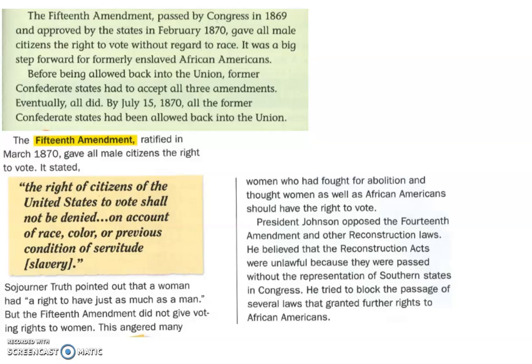Sojourner Truth pointed out that a woman had a right to vote just as much as a man, but the 15th Amendment did not give voting rights to women. This angered many women who fought for abolition and thought women, as well as African Americans, should have the right to vote.